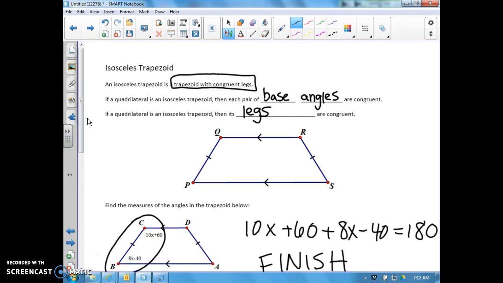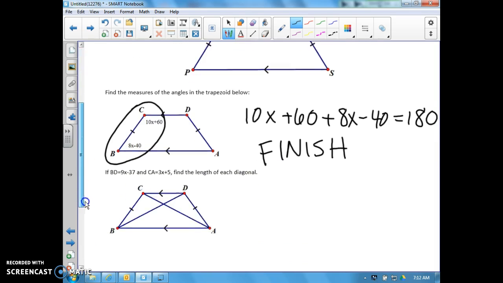Oh, wait, it's not its legs that are congruent. Its diagonals are congruent. Sorry, guys. The diagonals are congruent. I know that made no sense. Well, the legs are congruent, but the property is that the diagonals are congruent.